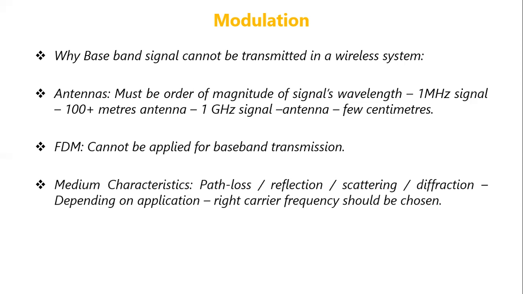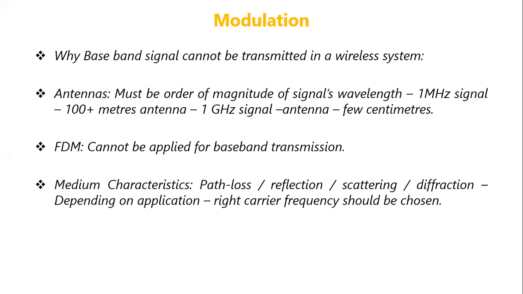So like that, the medium, you cannot guess what type of medium it will be. So depending on the application, the right carrier frequency should be chosen. Depending on where it is going to be applied, the signal should be modulated with the right carrier frequency. For example, if it is to be communicated through a submarine, then the carrier wave should be of low frequency. Like that, depending on the application, the carrier frequency will vary.